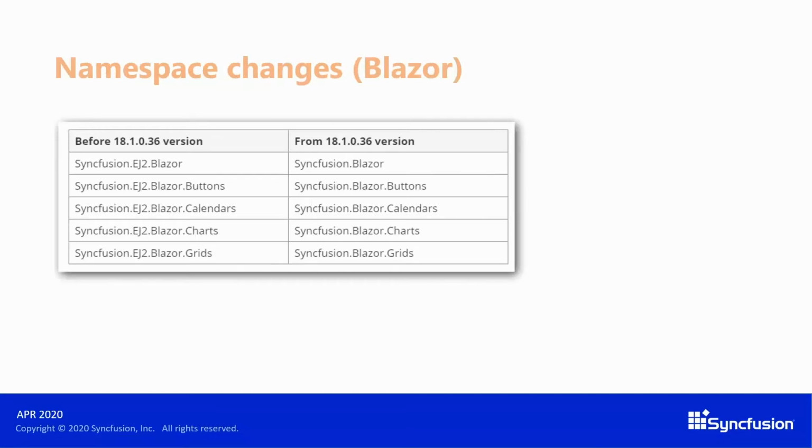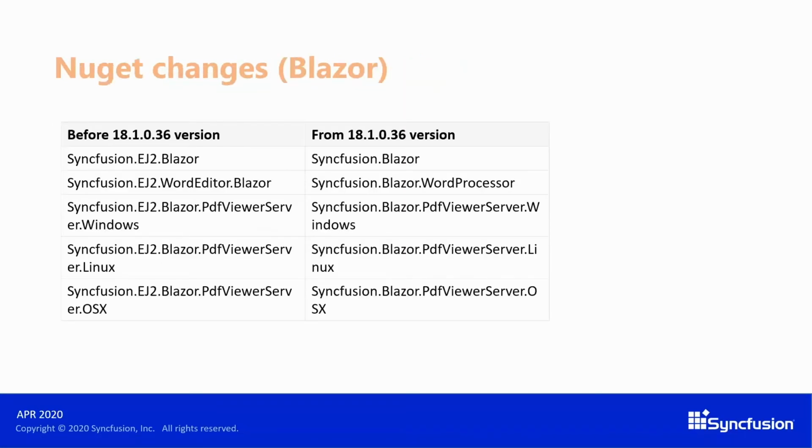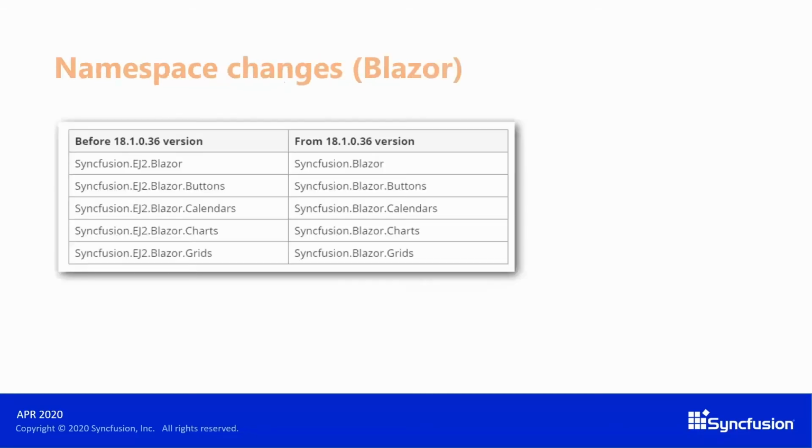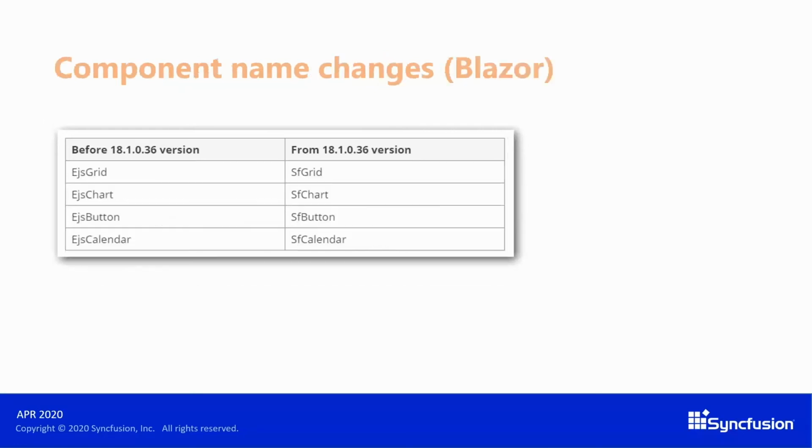And for the namespace, whatever we did in the NuGet, we have removed this EJ2. In the same way for the namespace also, we have removed the EJ2. So previously, if we had used syncfusion.ej2.blazor, then the new thing to be followed is Syncfusion.blazor. This will remain the same for all the components. Whenever you want to refer to the namespace for any of the components, you can simply use Syncfusion.blazor followed by the component name.